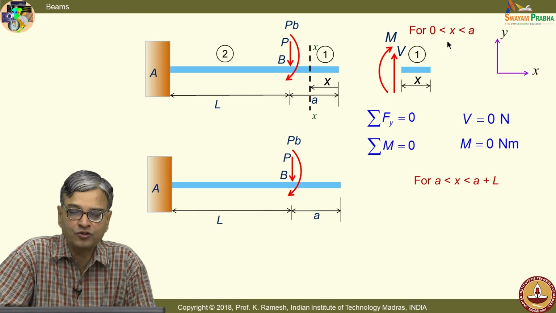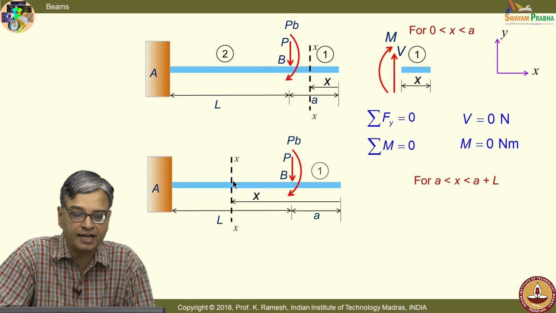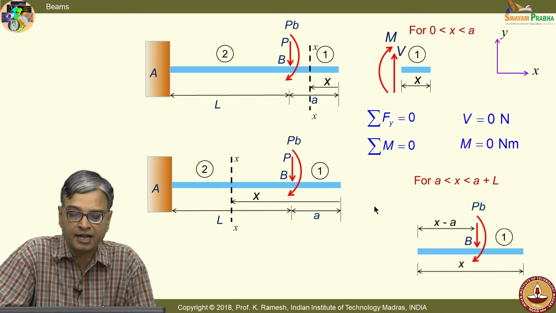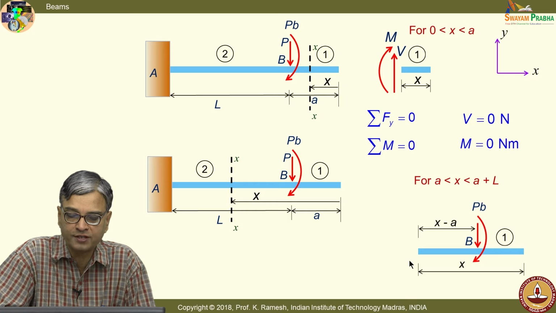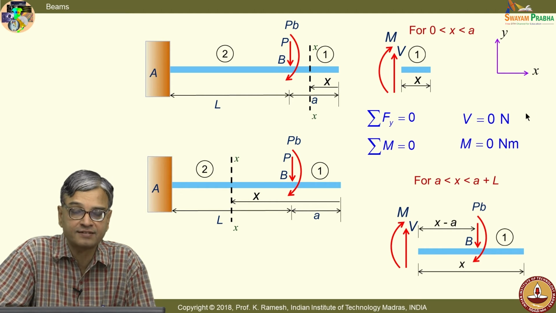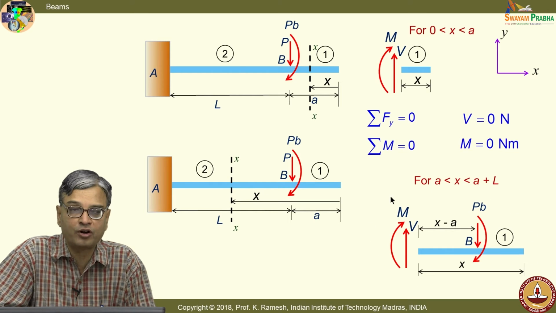And I also find out what these variations are for the section from A to A plus L. I take an imaginary cut and take out this portion, label the distance as x minus a, and put in the unknown forces, and I have the reference axis. For all my analysis of this free body, you have to go by the reference axis.